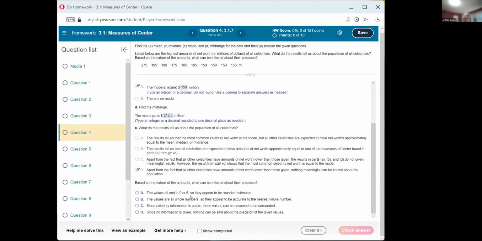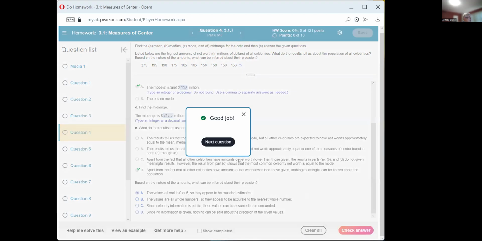And the last one is based on the nature of the amounts. What can be inferred about their precision? Basically, when they do these numbers, it's not that they're going to have exactly 275 million or exactly 195 million or exactly 190 million. They're rounding these, like approximates. They may buy something expensive and then their value goes down. So these are estimates here. The values all end in 0 and 5, so they appear to be a rounded estimate. That's probably the answer they're looking for on this. I'm going to check it out. And that looks good.